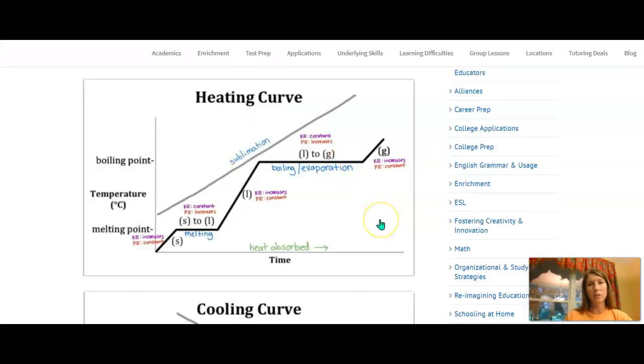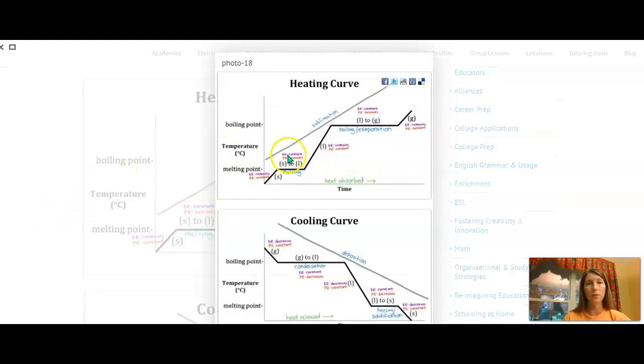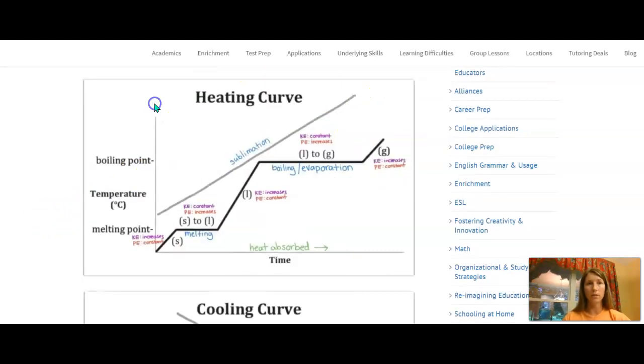Let's see. This is the one, and I uploaded it. I want you to really know this curve forwards and backwards. If we were in class together, I would have you draw this out, and we would label each part of this.